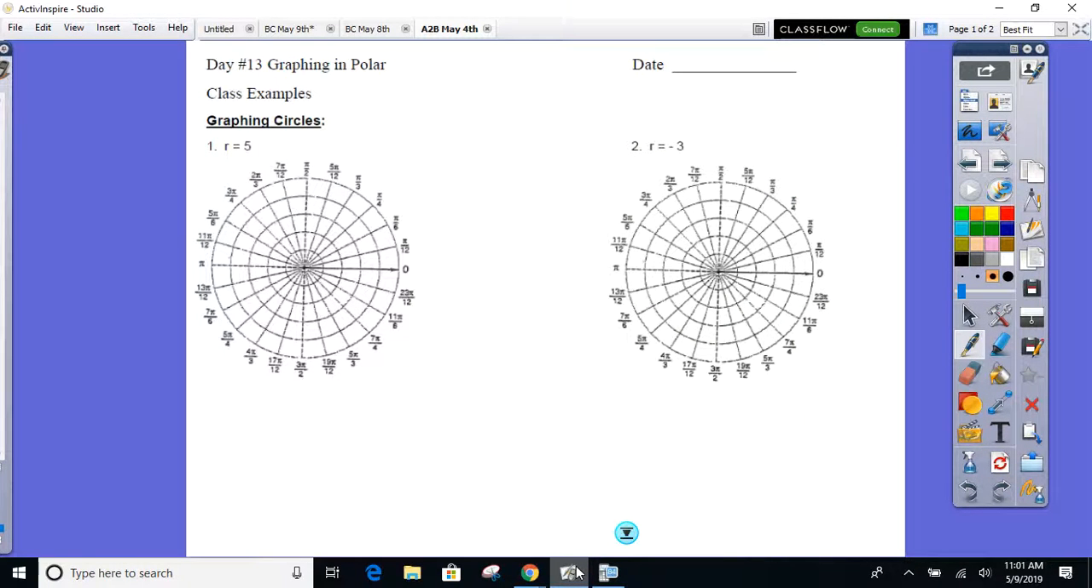All right, ready for the first one. All these are in polar. They're not going to say any more x's and y's. First one I want you to try to graph with me is r equals 5. What does that graph look like on the polar graph?